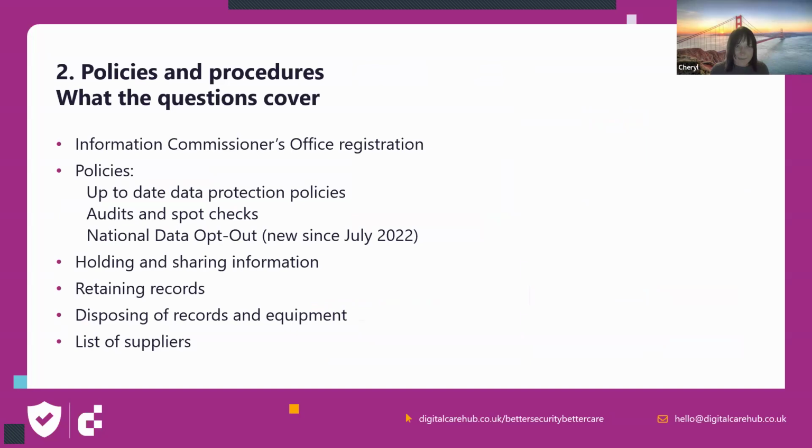Sorry. The other question, so we're looking at the policies and procedures and the things that they cover. So you should have already registered with the Information Commission office. It will look at what policies you have in place, what audits you do and spot checks, the national data opt-out, so that came in July 2022, about holding information and sharing information, retaining records and then disposing of the records and equipment too, and a list of all your suppliers.